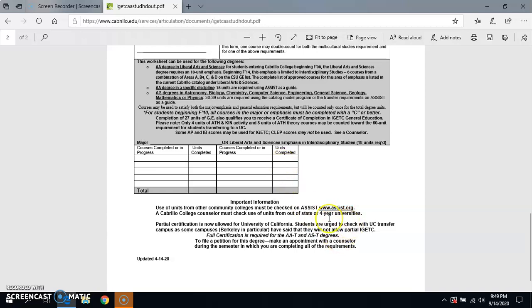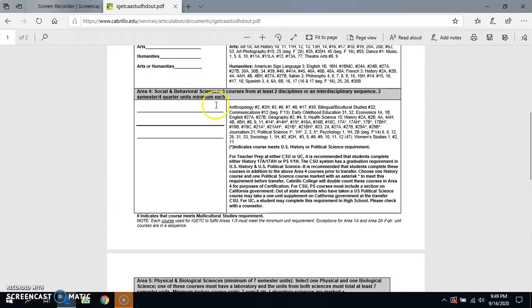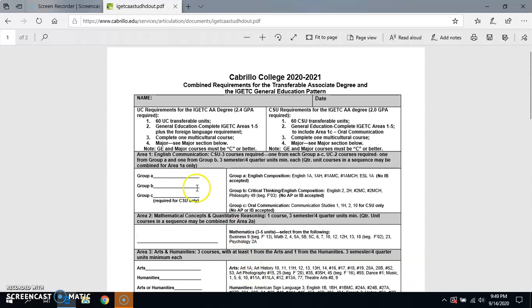It's very important that you look at this website and that you work with a counselor. Remember, completing this sheet on both sides does not give you the 60 units that you need for UC or CSU. This will roughly give you about 37 units, so the remaining units can come from your major prep.